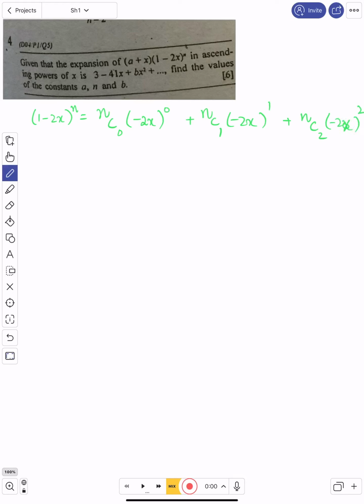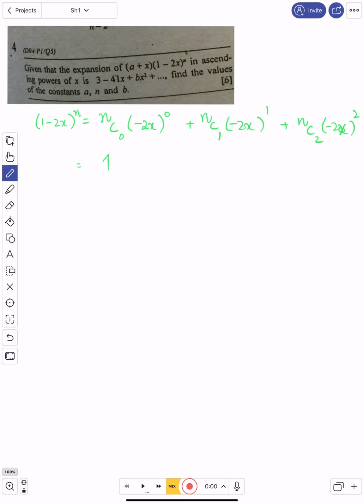With powers 0, 1 and 2. I'm not taking other terms because I have to stay limited to x squared. So I have x squared here in my expansion, the last third term. So nC0 and (−2x) to the power 0 is going to give you 1. nC1 can be expanded as n factorial over 1 factorial and (n − 1) factorial. Minus 2x is as it is. nC2 can be expanded as n factorial over 2 factorial and (n − 2) factorial in the denominator. (−2x) squared is going to be 4x squared.